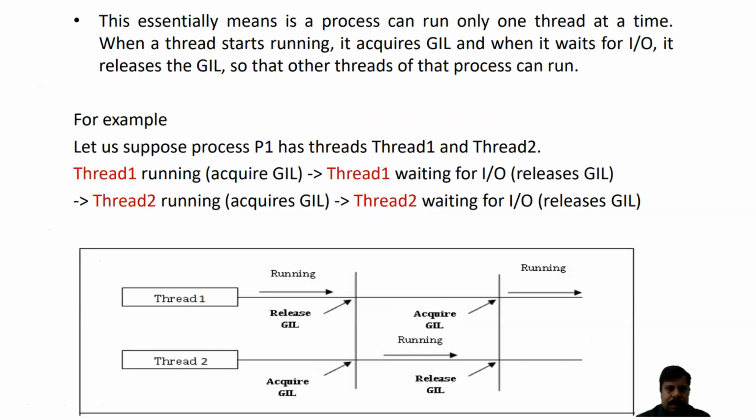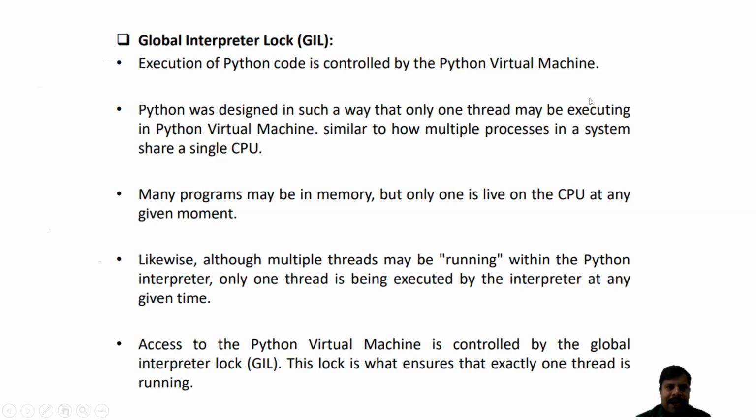Now we will see about the global interpreter lock. Execution of Python code is controlled by the Python virtual machine. Python was designed in such a way that only one thread may be executing in the Python virtual machine at the same time, similar to how multiple processes in a system share a single CPU. There may be many programs in memory, but only one is live on the CPU at any given moment. Likewise, although multiple threads may be running within a Python interpreter, only one thread is being executed by the interpreter at any given time.